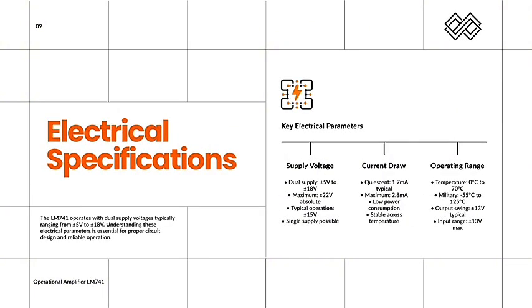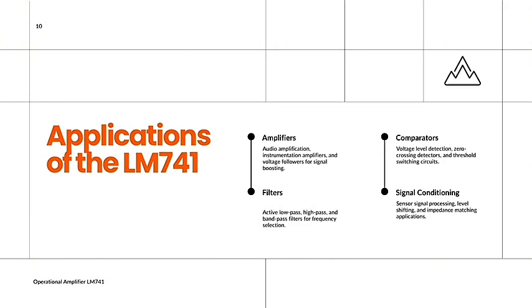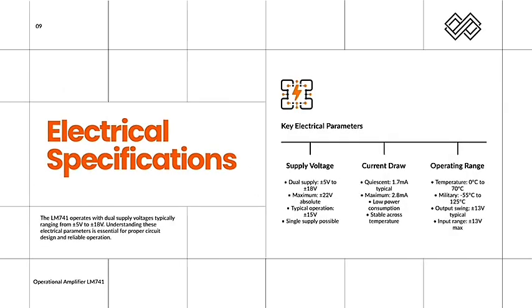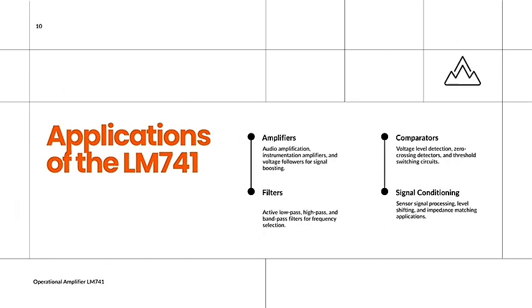The open-loop gain of the LM741 is extremely high. It can reach values of approximately 200,000. However, in practical circuits, this gain is controlled using feedback networks in order to obtain a stable and predictable behavior.